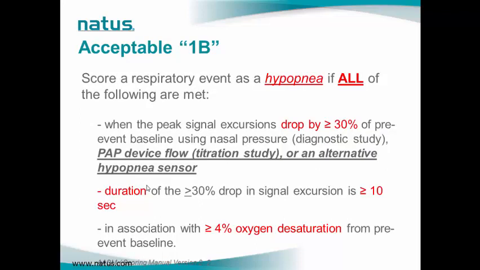Acceptable 1B: according to that definition, we score the event as a hypopnea if all of the following are met. There should be a drop of more than or equal to 30%. Duration of the 30% drop should be at least 10 seconds. And it should be associated with 4% oxygen desaturation or more.